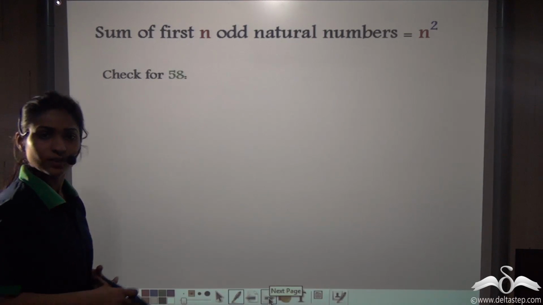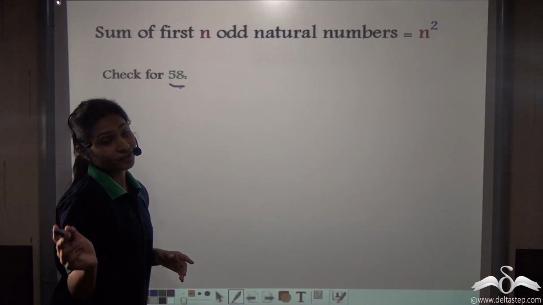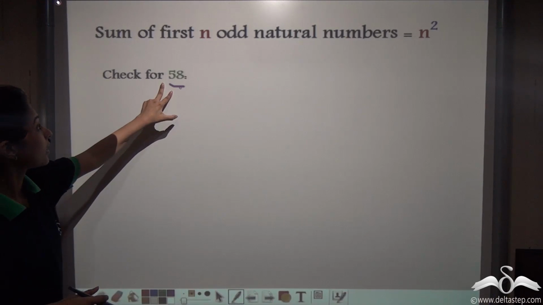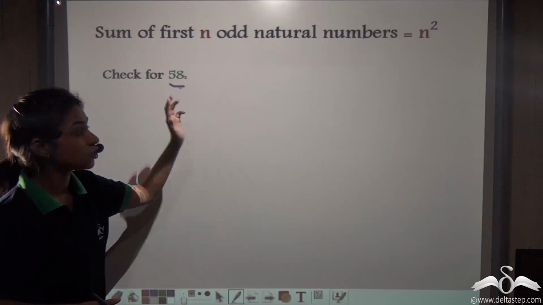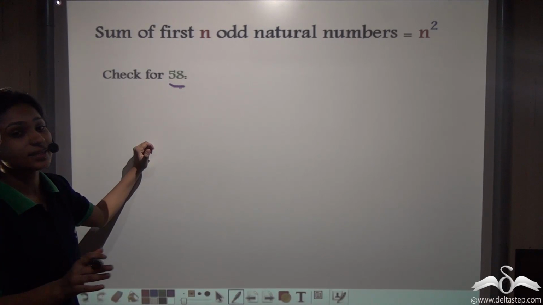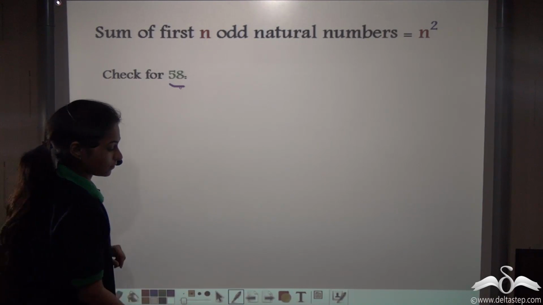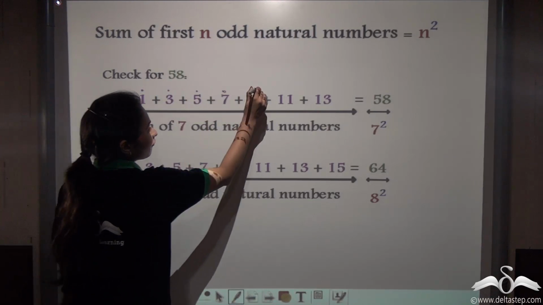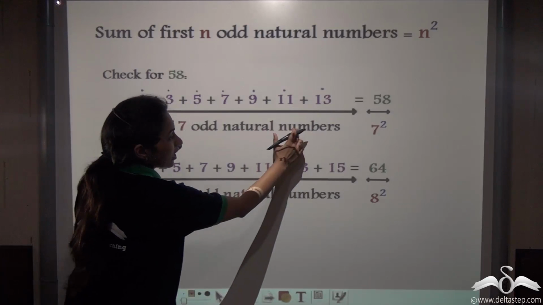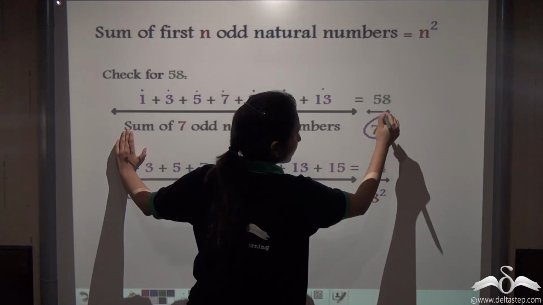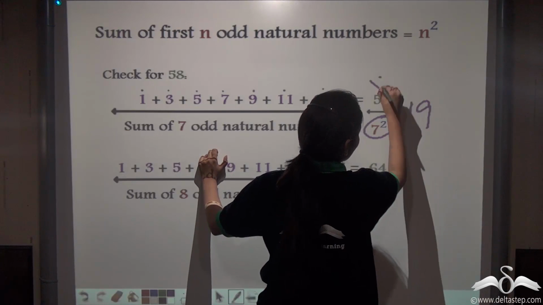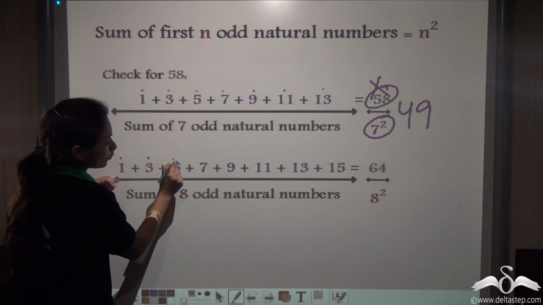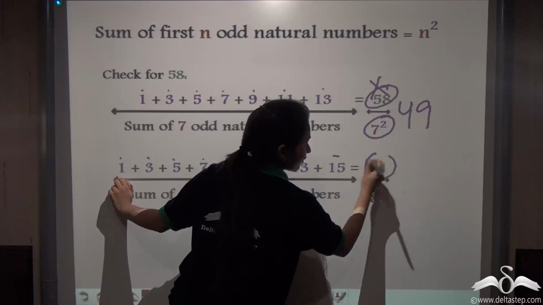Check for 58. Let's see. Now, 58 is not a square number. So if 58 were a square number, then the sum of first n odd natural numbers should come to 58. Let's see whether some number comes to this or not. You can see adding 1, 2, 3, 4, 5, 6, 7, that is the sum of 7 odd natural numbers, gives us 7 square, that is 49 and not 58. And the sum of 8 odd natural numbers gives us 64.